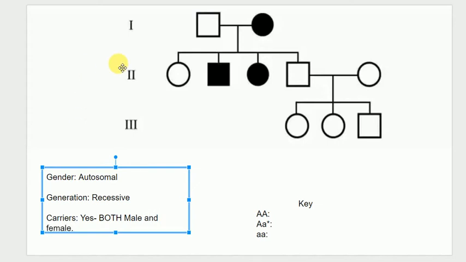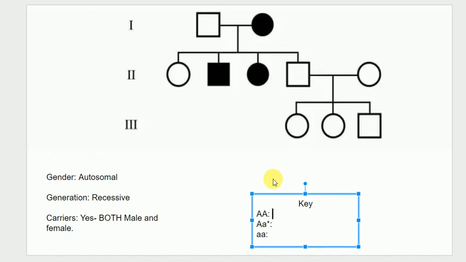Unfortunately for us, it's not shown on our pedigree whether we have carriers. So we're going to have to figure that out, and we can do that rather simply. Okay, so let's fill in our key first before we do that.